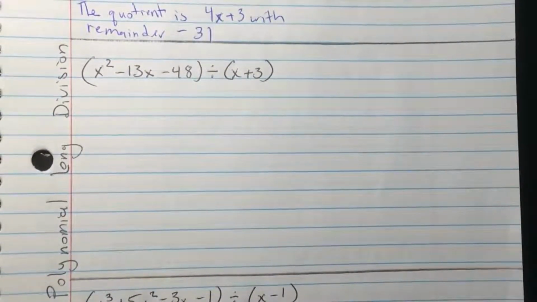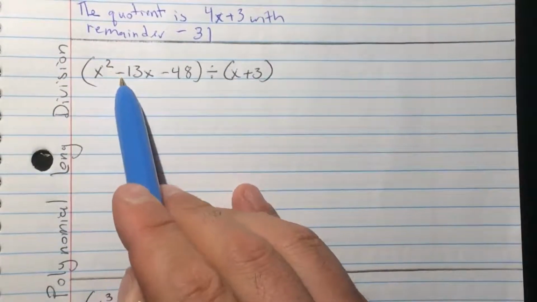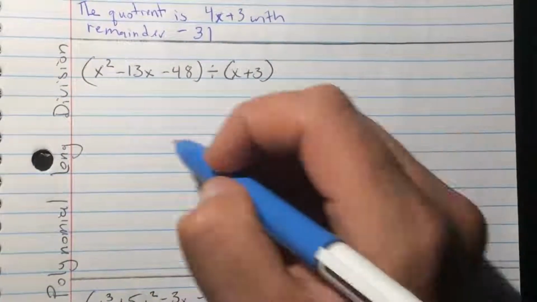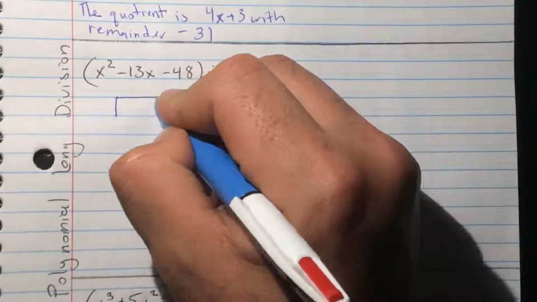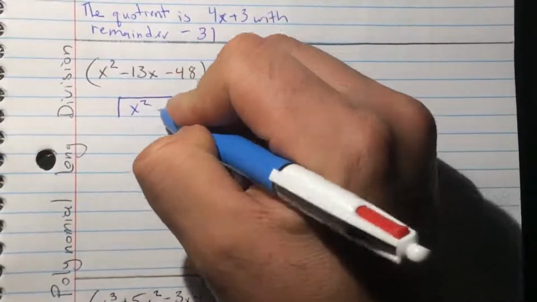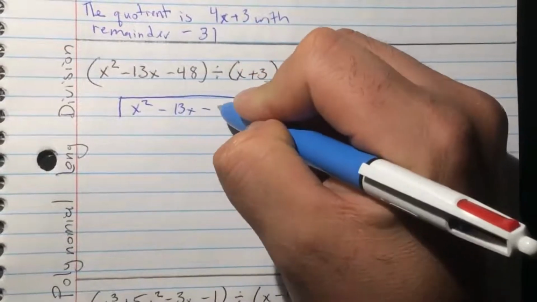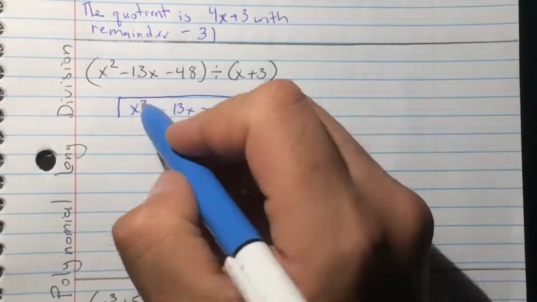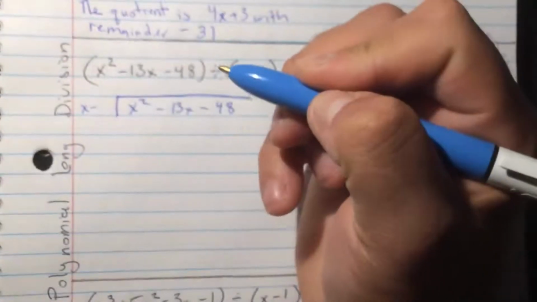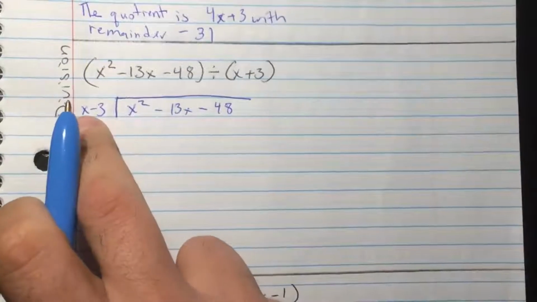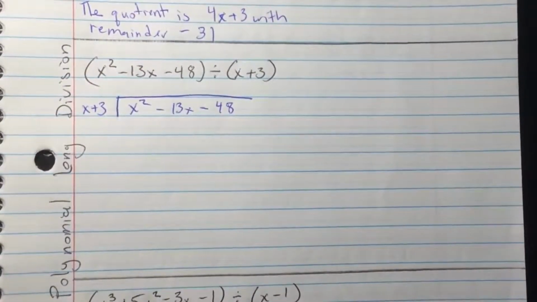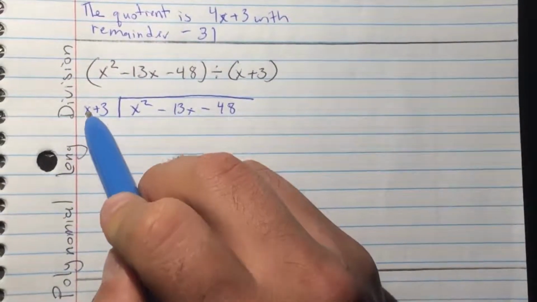For this one, we're going to go ahead and divide the two polynomials we have here. We have x squared minus 13x minus 48 divided by x plus 3. So we're going to go ahead and set up our division. We have our x squared minus 13x minus 48, which is our dividend, and then our divisor, which is our x plus 3.